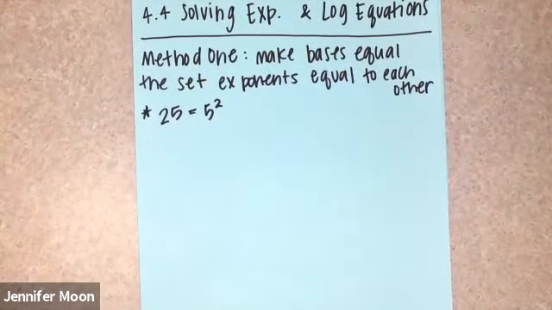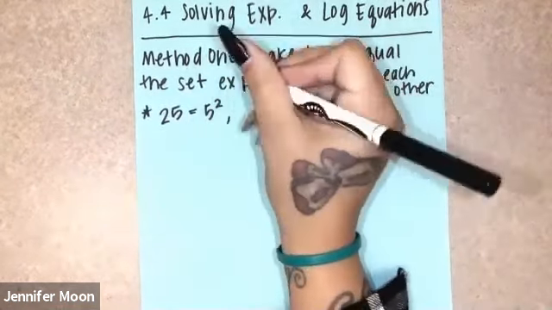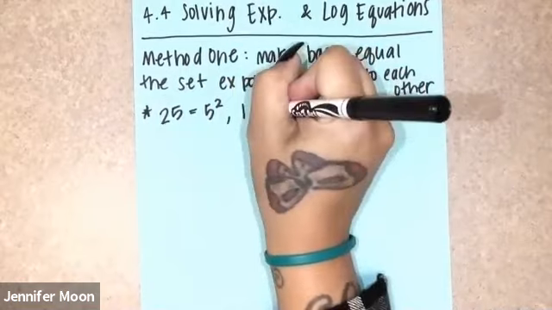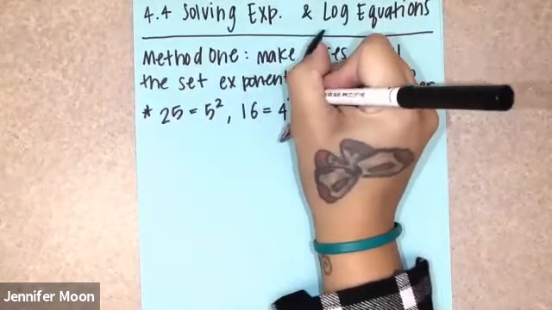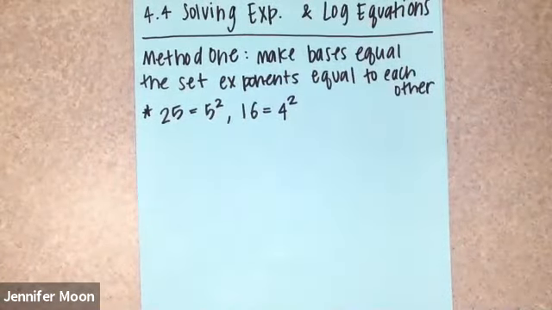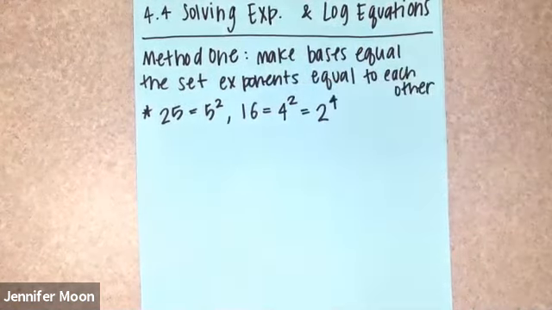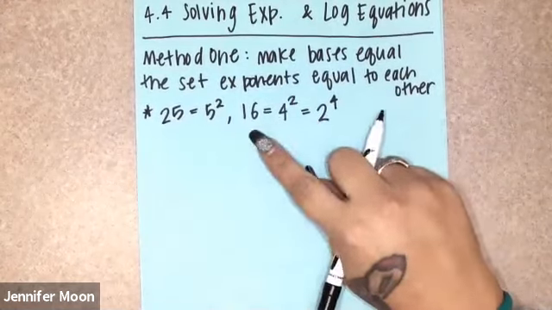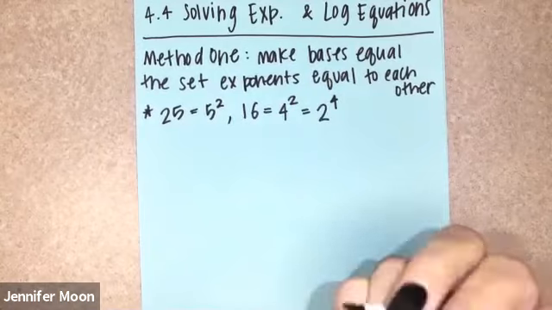Got the number 25, but in order to make my bases the same, I need this base to be 5. Well, 5 squared is 25, so those are equivalent, right? If we have 16 on one side of the equal sign, but we needed to make our base 4, well, then I could just rewrite that as 4 squared, correct? If I needed to make my base 2, I can make it 2 to the 4th, and this is because 4 squared is 16. 2 times 2 times 2 times 2 is also 16, okay?